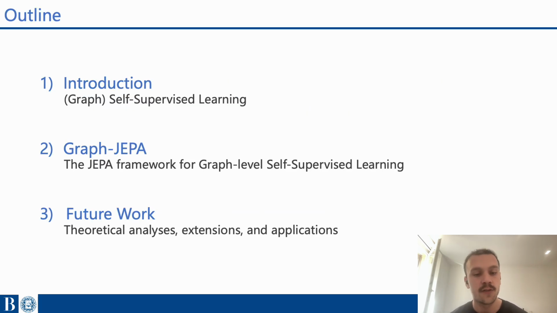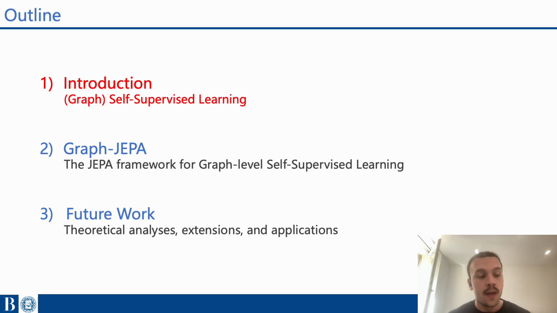I'll essentially here talk about graph self-supervised learning, as you can imagine by the title, where I'll first introduce this notion. Then I'll talk about Graph-JEPA, which is the model architecture that we propose in our Transactions on Machine Learning Research paper. And then I'll just wrap things up with a few directions for future work and ideas for extension of this architecture to some applications.